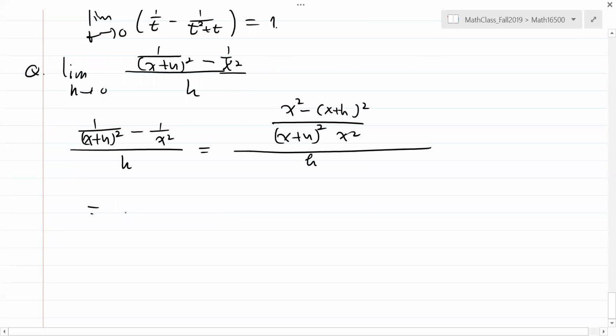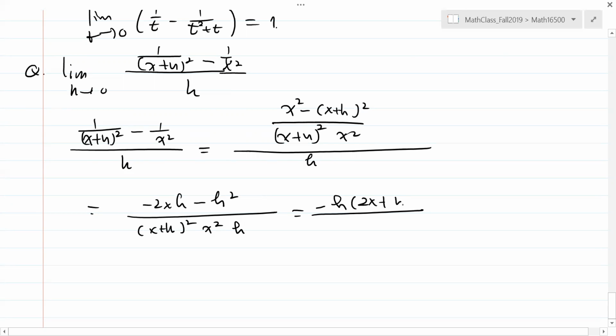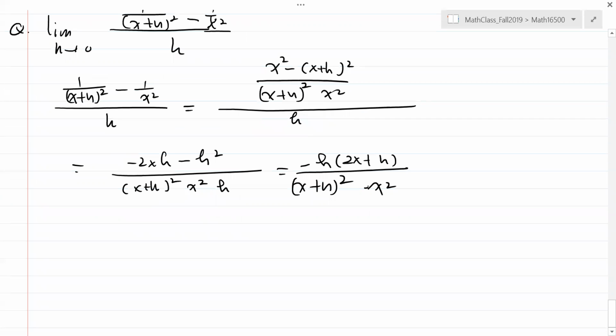Right. So actually this is going to be x plus h squared, x squared, then h. The numerator here is negative 2xh minus h squared. And there's a factor h there. You take x out, 2x plus h, so this h will be cancelled.